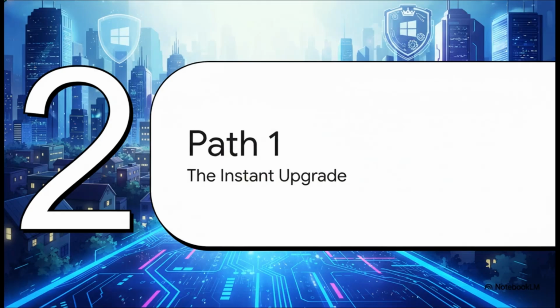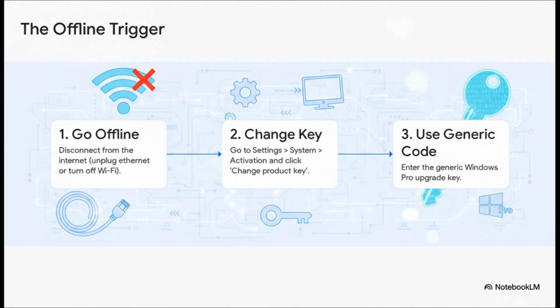So if you're looking to jump from Windows Home up to Pro, you are in luck. This is the instant upgrade path, and it uses a really cool, totally official method to basically just unlock the features you need. Now here's the secret sauce. You have to go completely offline. I mean it. Turn off your Wi-Fi, unplug that Ethernet cable. Then you're going to head into your activation settings and click Change Product Key.